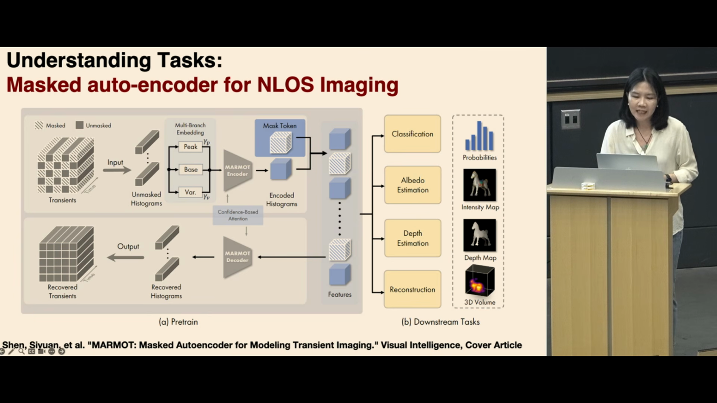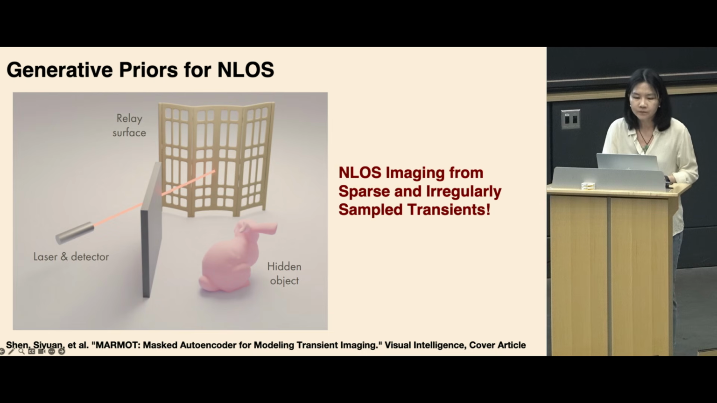Same as 2D, the features can be used for the downstream tasks. So we call the trained encoder MARMOTS. The MARMOTS supports hidden scene recovery from sparse and irregularly sampled transients. It supports more flexible scanning patterns, which is important for real-life applications.